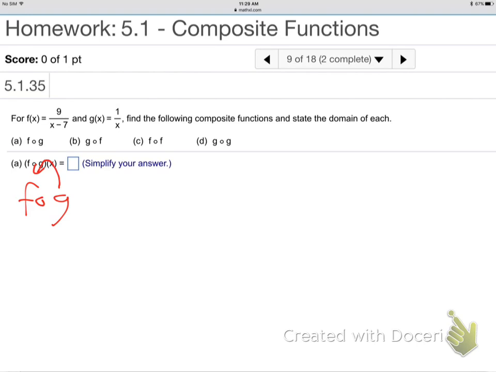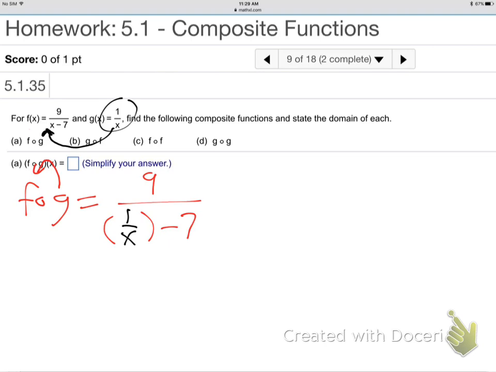So, let's put g into f. So that means we're going to put into 9 over blank minus 7. Right, that's the format of f. We're going to plug all of g into that. What is g? 1 over x. Good so far? Just put g into f. So that means all of g went in right there into f. Like that.